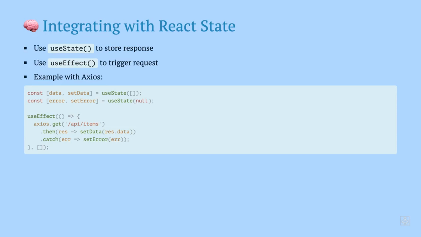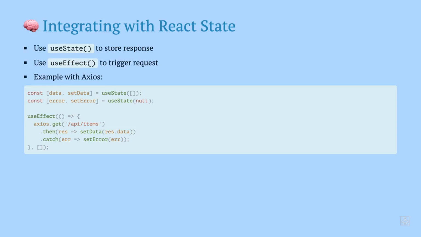Use useEffect to trigger the request when the component mounts. useEffect: axios.get('/api/items').then(res => setData(res.data)).catch(err => setError(err)). This pattern ensures your component fetches data once and updates the UI when the response arrives.